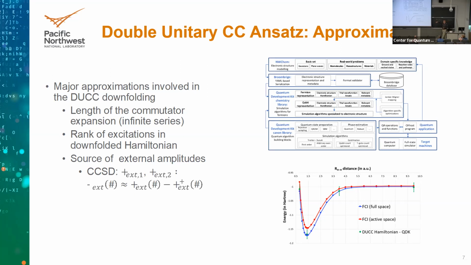So this is the first example. It has been done in collaboration with Microsoft and the QDK interface. We are showing that, using quantum phase estimation, the green dots, the downfolded energies, are very close to the full CI exact energies obtained with 30 orbitals, while for the active space for the downfolding we use 4 orbitals.